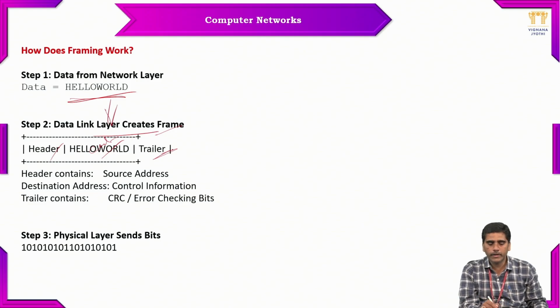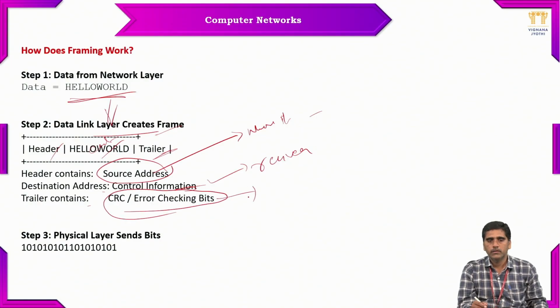The header contains the source address, that is, where it is coming from, and the destination address and control information, that is, where it has to be received on the receiver side. The trailer contains the CRC or error checking bits. Whenever any corruption of bits is found, it is detected by the CRC and corrected.